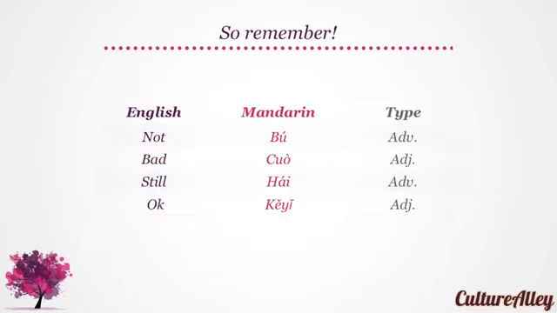Let's do a quick review of the new vocabulary we learned today. Not translates to 不, and bad translates to 错, while still translates to 还, and okay translates to 可以. Well done!